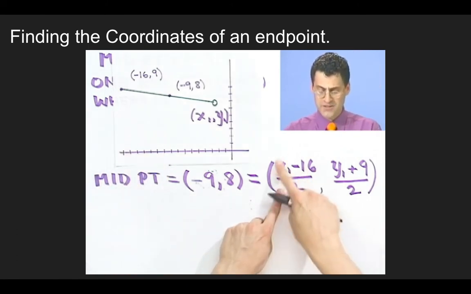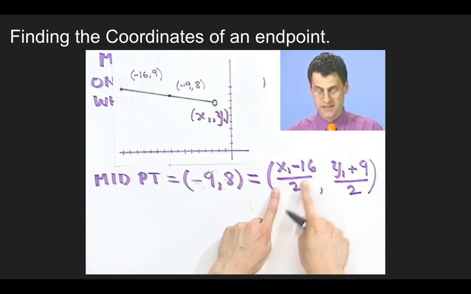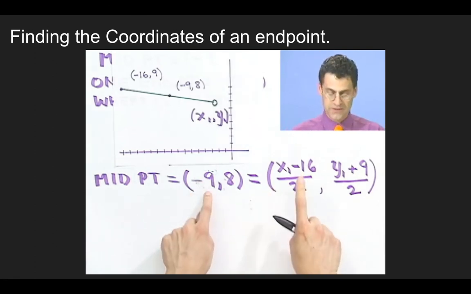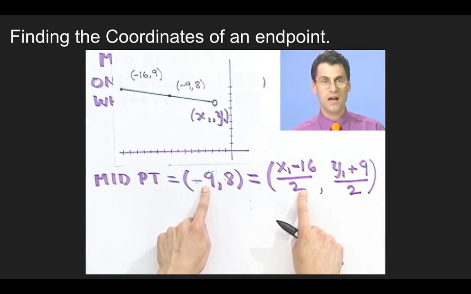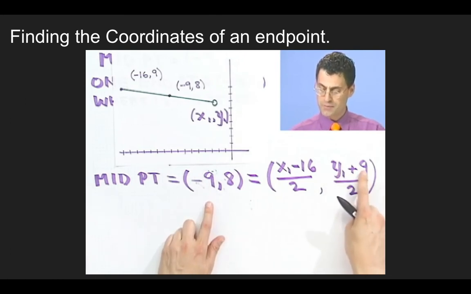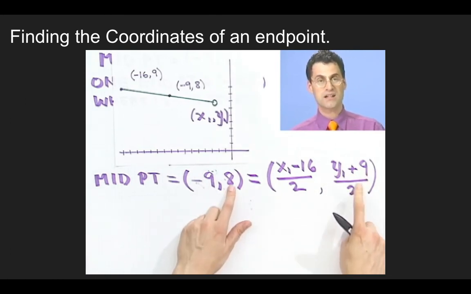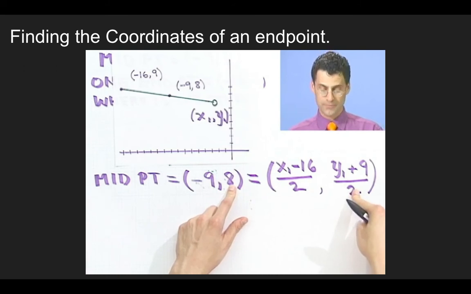Okay, well now I can find x1 because I know this thing: (x1 minus 16) over 2 equals minus 9. So if I set those two things equal to each other, I can solve for x1. Similarly, I know that (y1 plus 9) all over 2 equals 8, so I can solve this, in fact, for y1.